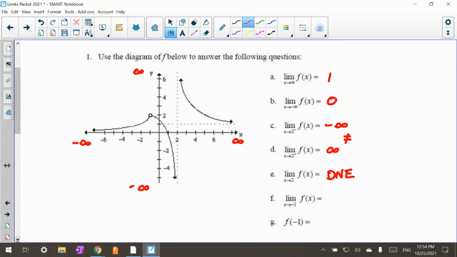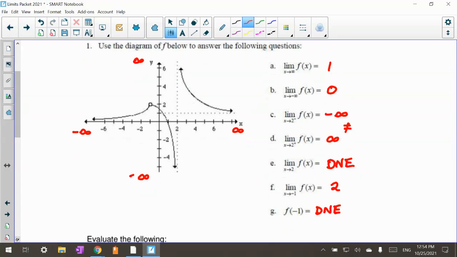For f, the limit as x approaches negative 1, and when I approach negative 1, it's here, so I'm going to come from the left and from the right. It looks like it approaches 2 on both sides. But if I were to actually find f of negative 1, that's an open circle. That point does not exist. So that's just some practice with infinities.